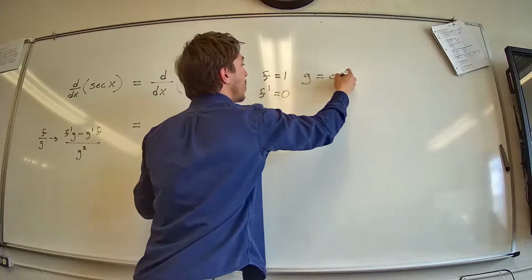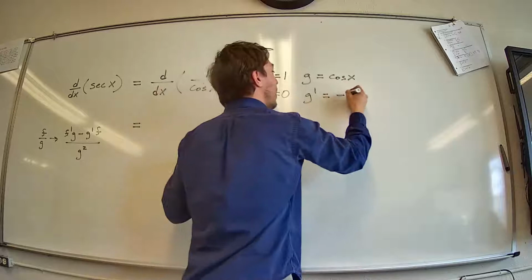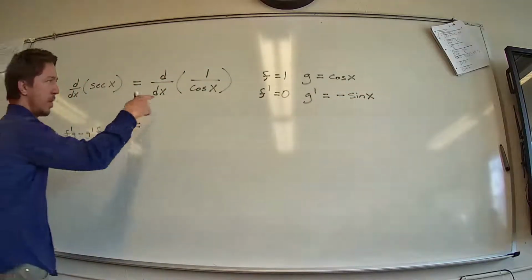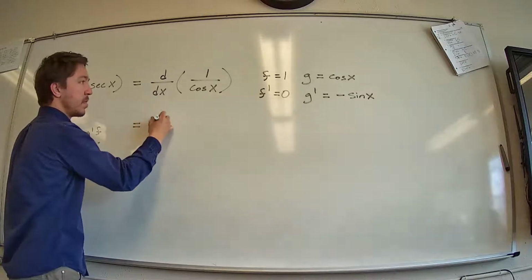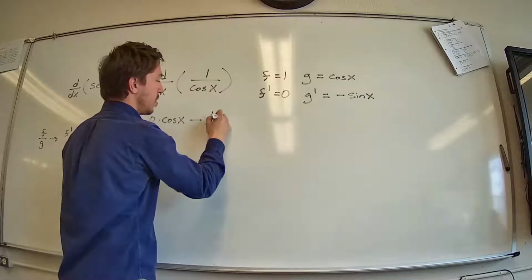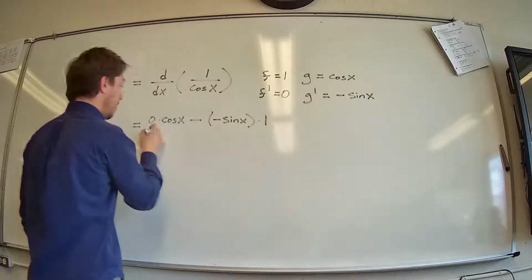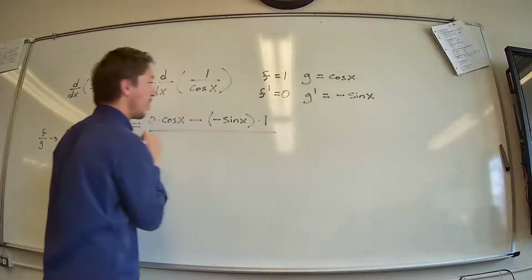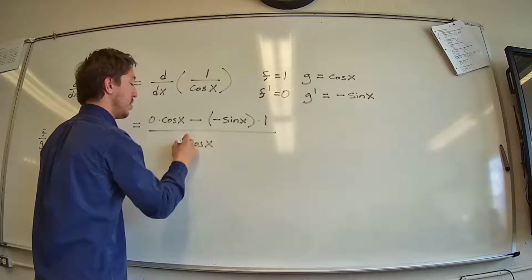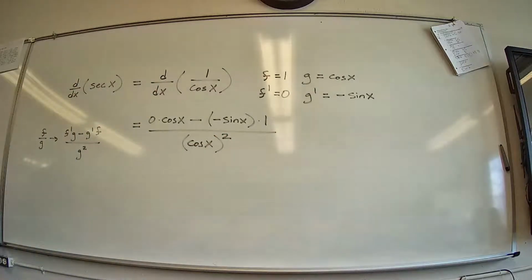g is cosine, so g prime is negative sine. So f prime times g minus g prime times f, and it's all over cosine squared, g squared.